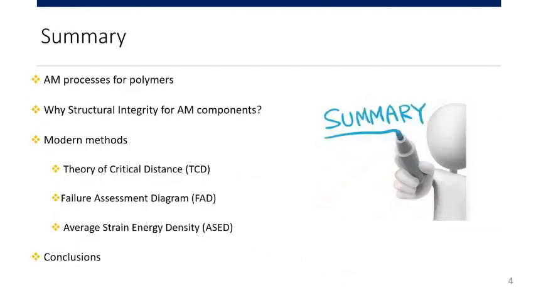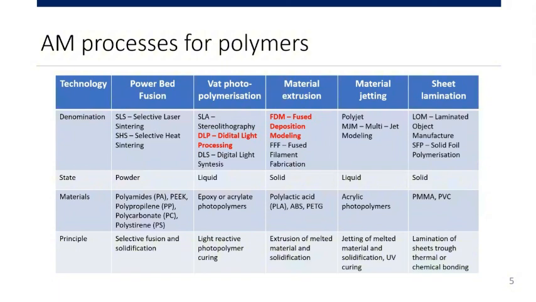Coming to my talk, I will say something, not too much, about additive manufacturing processes for polymers. Why apply structural integrity to additive manufactured components. I will shortly present some modern methods that can be used to assess the failure and the fracture of additive manufacturing components: theory of critical distance, failure assessment diagram, and average strain energy density, and finally some conclusions.